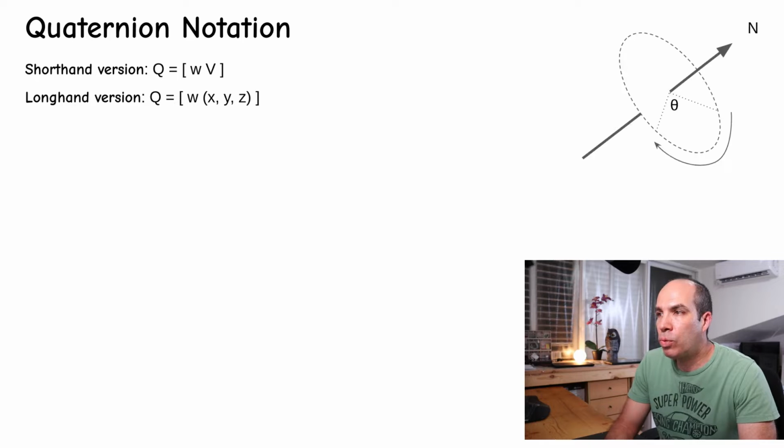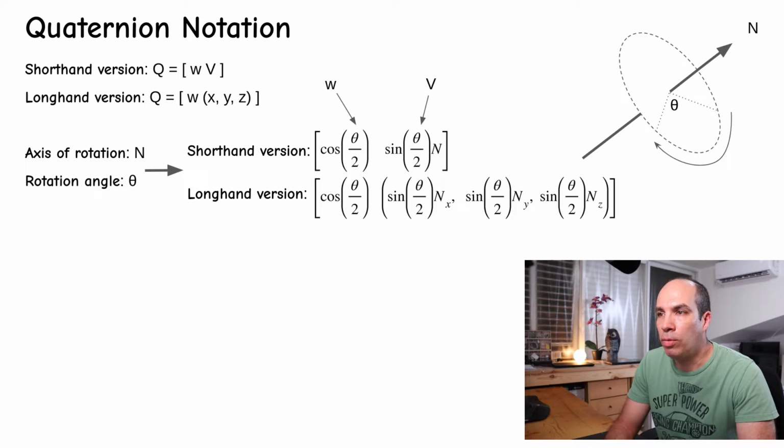If we have an axis of rotation n and an angle of rotation theta, then the W in the quaternion that corresponds to this rotation equals the cosine of half of theta, and the V vector is calculated by multiplying n by the sine of half of theta. This is how the quaternion looks in this case, in the short and longhand versions. So V is basically the n vector scaled by a factor of sine of half of theta, but they both point in the same direction, they just have different length.